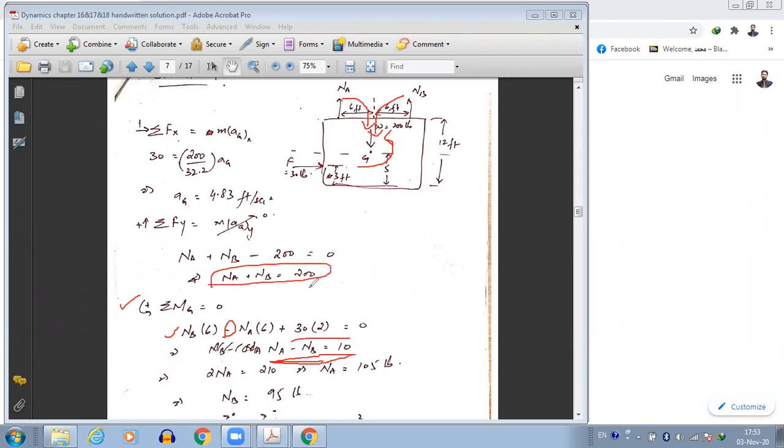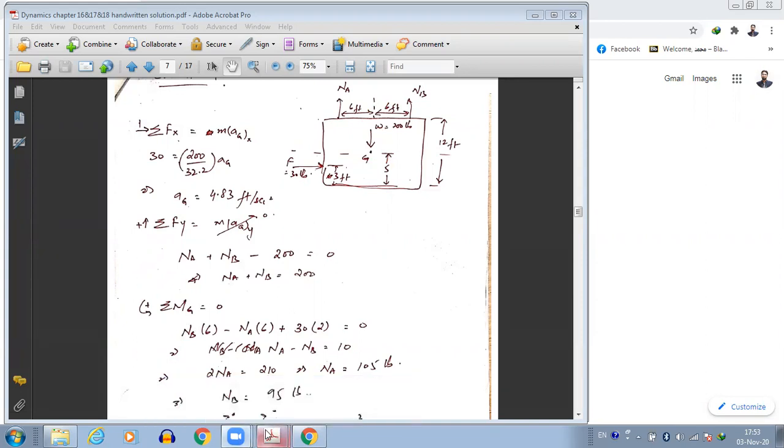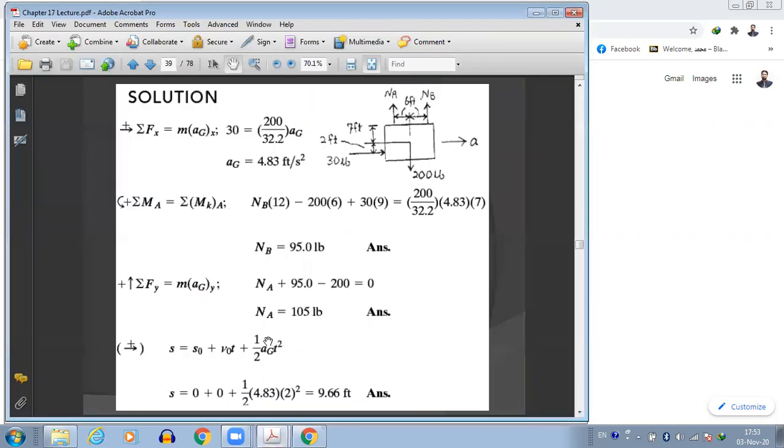For Na and Nb, we can simultaneously solve the two equations to find what Na and Nb are. So this is how we solve the problem. This problem, where I have solved it here in my own handwriting taking the summation of moment at G, in the book or in your lecture is solved by taking the summation of moment at A. So you can see that the same problem can be solved by taking the summation of moment at A or B or G.